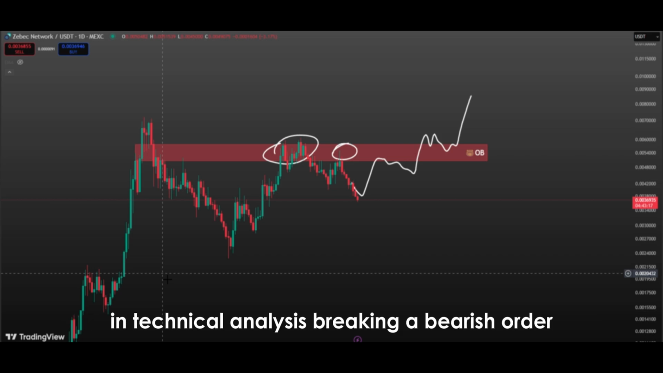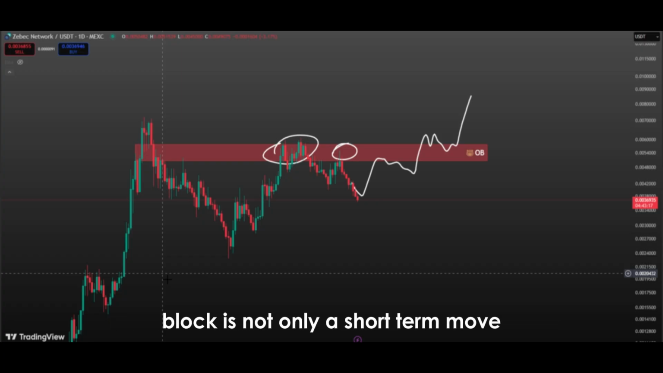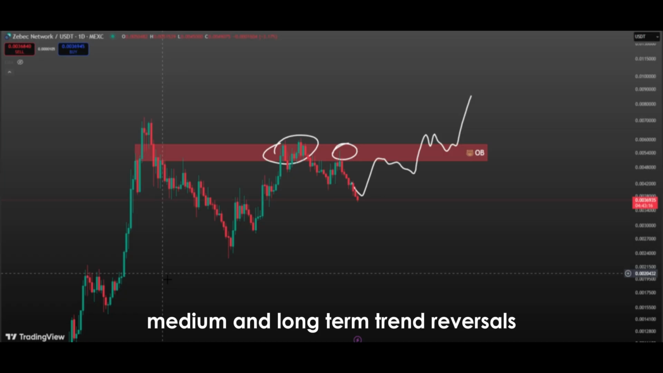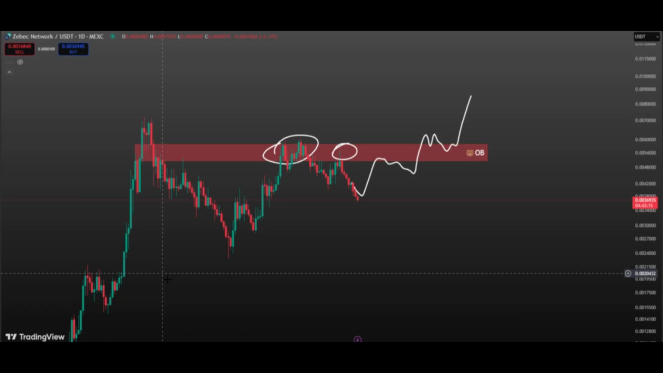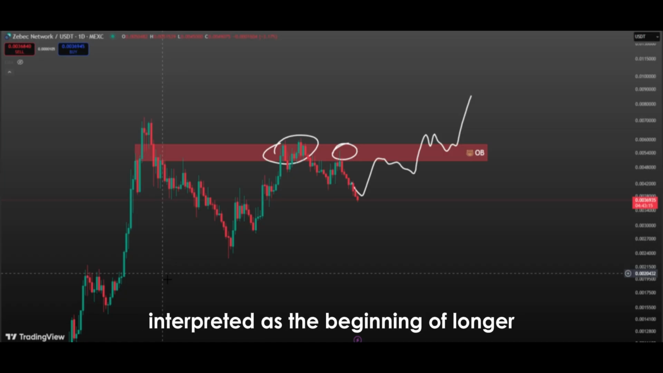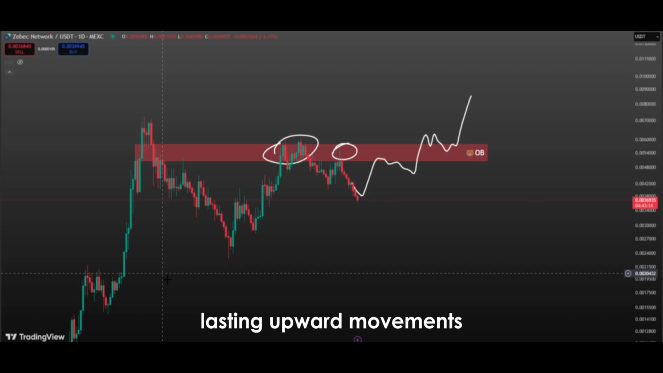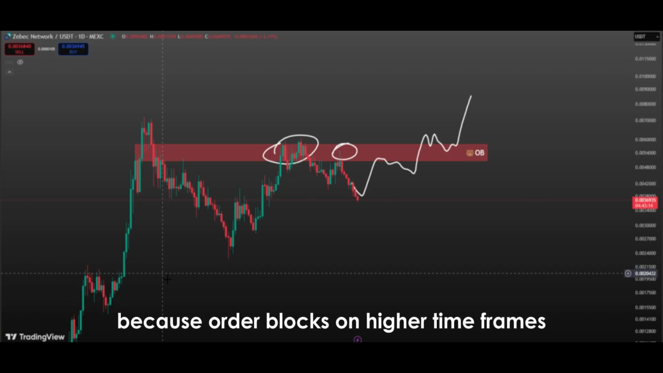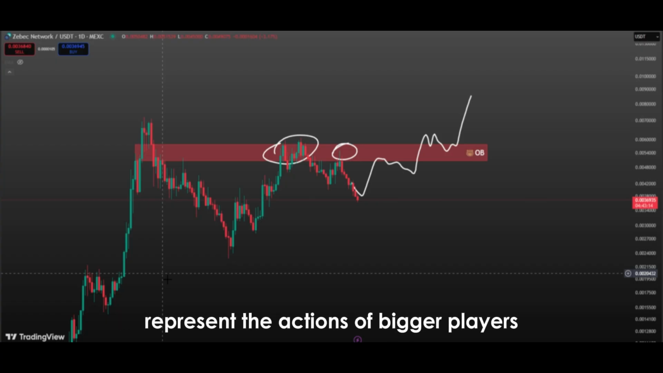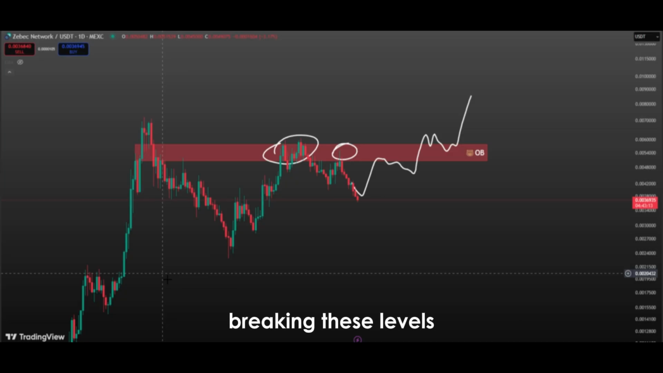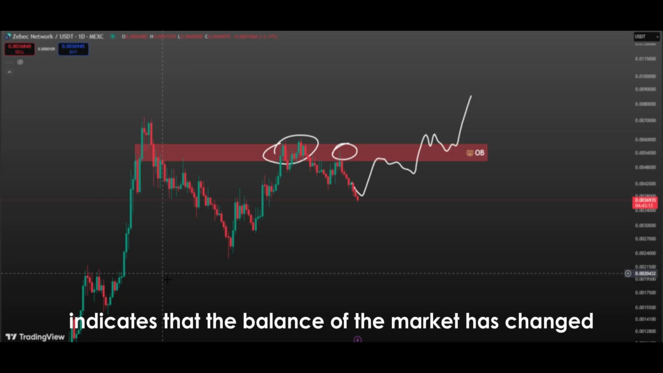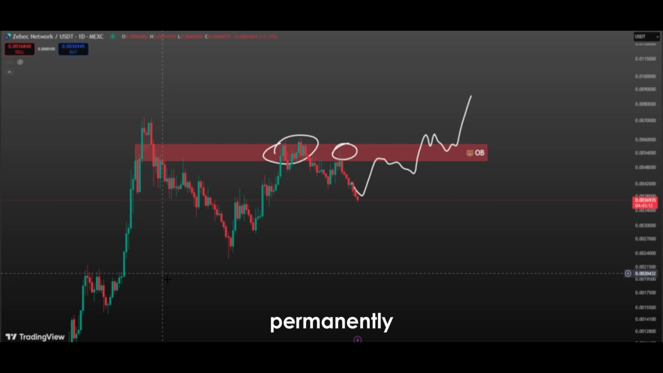In technical analysis, breaking a bearish order block is not only a short-term move, but can also signal medium and long-term trend reversals. Especially when a bearish order block formed on higher time frames is broken, this breakout is often interpreted as the beginning of longer-lasting upward movements. Because order blocks on higher time frames represent the actions of bigger players, breaking these levels indicates that the balance of the market has changed permanently.